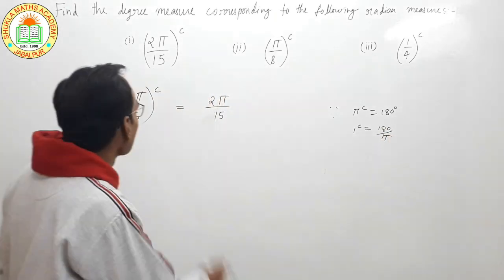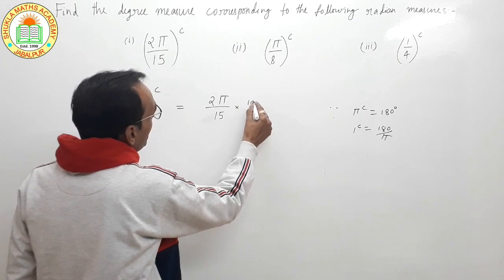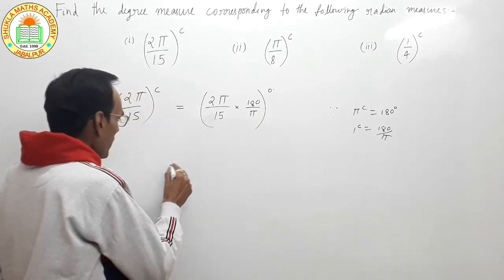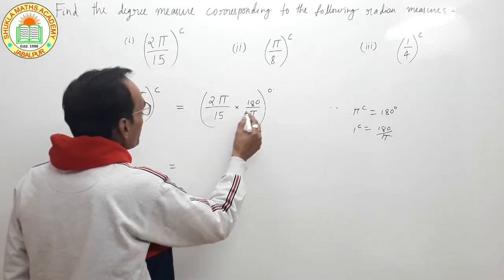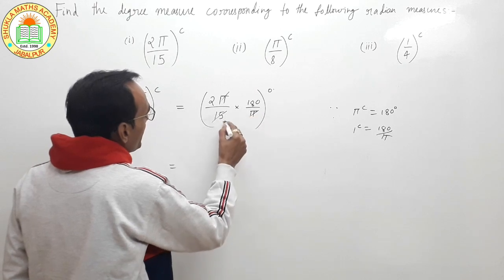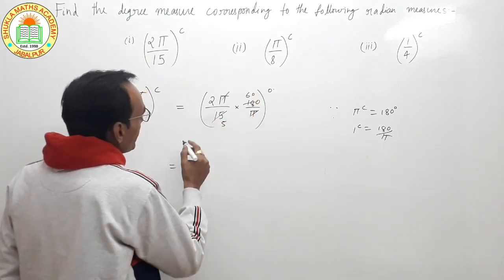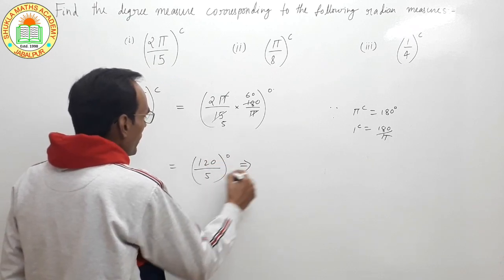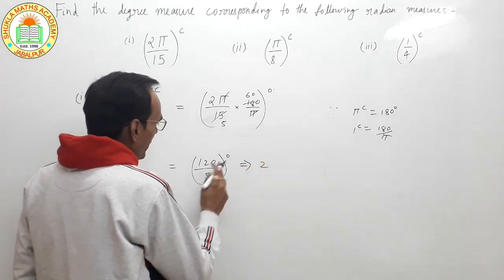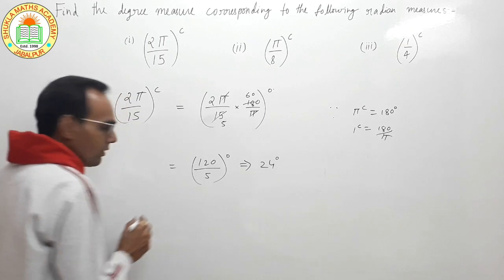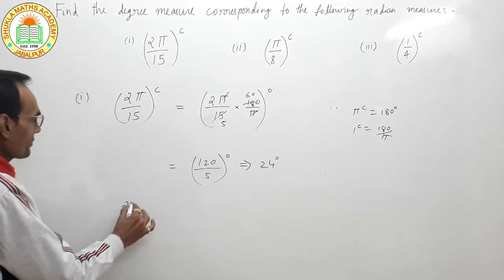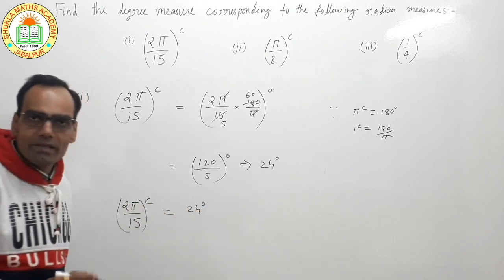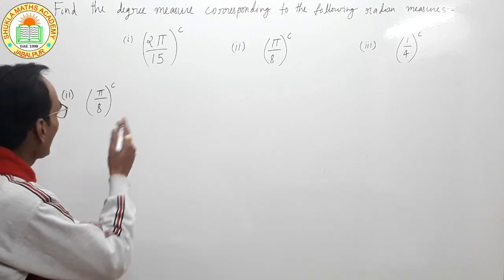Multiplying the given angle by 180 by pi, we get the answer in degrees. So 2 pi by 15 into 180 by pi, pi will be cancelled, and 3 5 15, 3 6 18 and 0. So we get 2 into 120 divided by 5 in degrees. Now dividing 120 by 5, 5 2 ja 10 and 2 5 4 ja 20. So 24 degrees. So we can say that the value of the angle 2 pi by 15 radian is 24 degrees. Now the second angle is pi by 8 in radian.